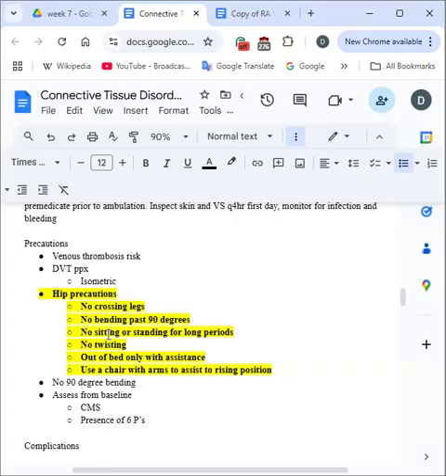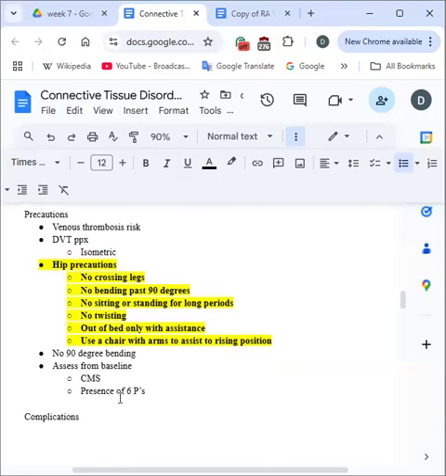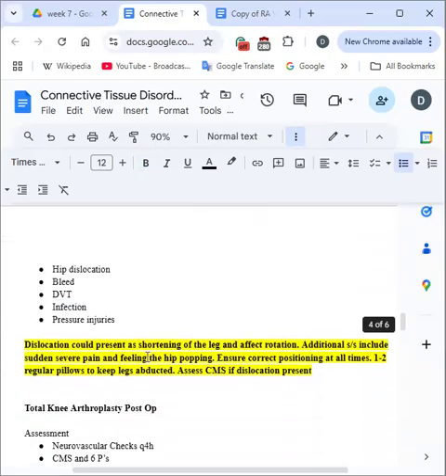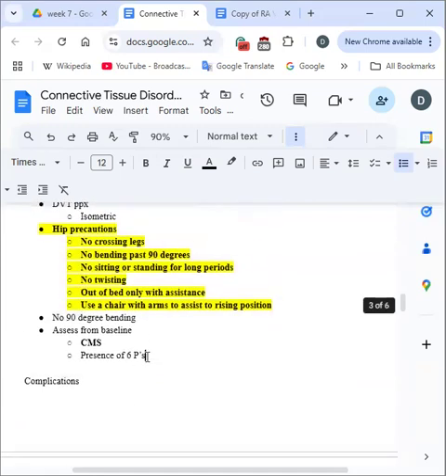Try not to sit or stand for long periods of time, and no twisting around in the bed. Only out of the bed with assistance, so we're probably going to have PT with them. And again, the key thing is going to be your CMS, circulation, mobility, sensation, and the six P's.